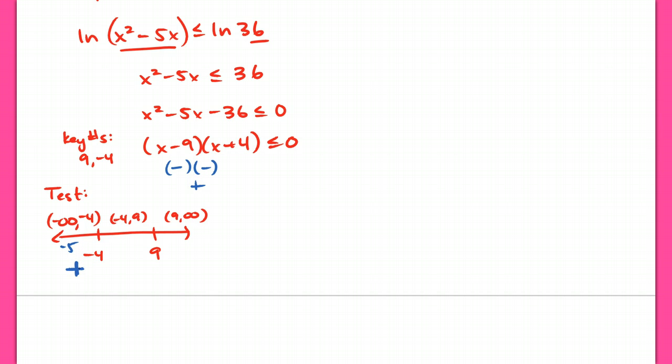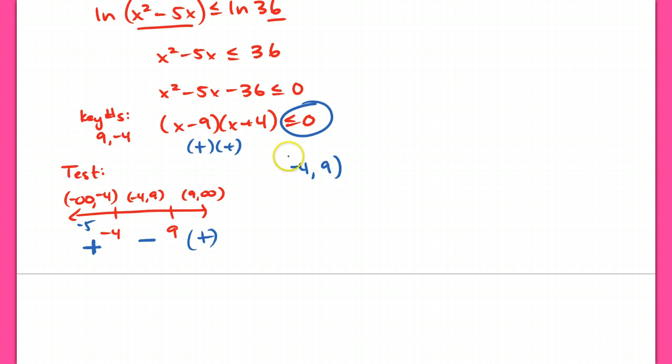so this part here is positive. If I choose a number inside here, let's make that 0. Let's just test 0. If I plug in 0 here, I have a negative times a positive, which overall is going to give me a negative for this interval here. And if I test 10, I would have a positive times a positive to give me an overall positive here. So the only interval that is less than or equal to 0 is from -4 to 9. Okay, and this would normally be my final solution here.